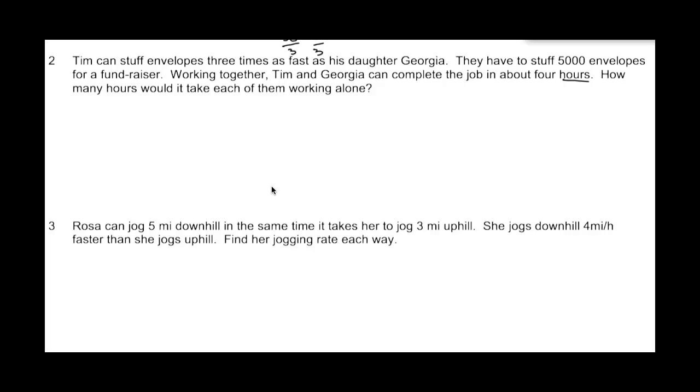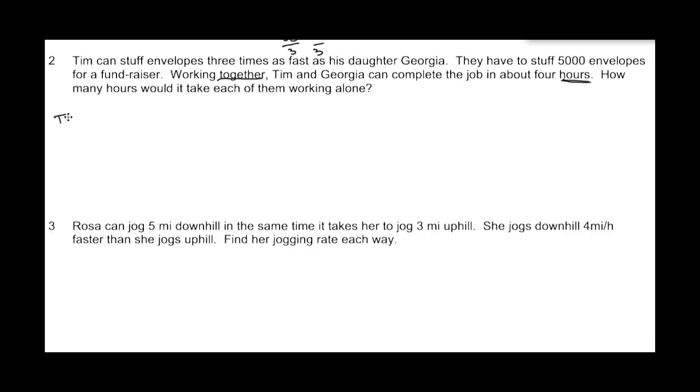All right, problem 2. Tim can stuff envelopes 3 times as fast as his daughter Georgia. They have to stuff 5,000 envelopes for a fundraiser. So there's the job that they're doing, just like before we were working with painting a fence. Working together, Tim and Georgia, there's together, looks like we're going to be adding ratios, can complete the job in about 4 hours. I've already kind of underlined this one because that's going to be the units in this problem, really important. How many hours would it take each of them working alone? All right, so let's go and see if we can figure out what's going on.